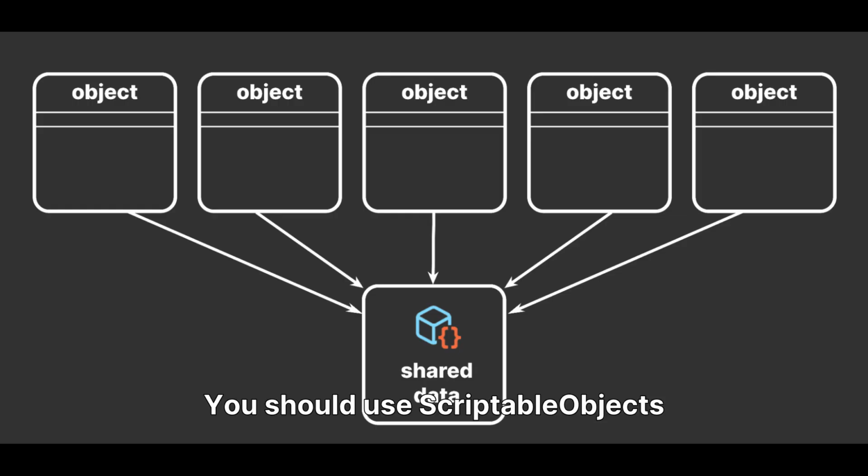You should use scriptable objects for storing data that doesn't belong to a specific scene, such as global game settings, item definitions, or character statistics. They are perfect for defining static game elements.